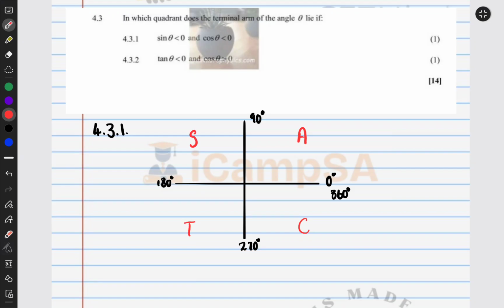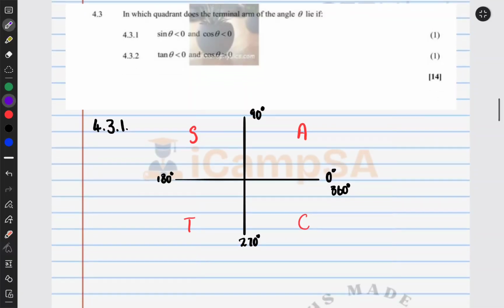And remember our CAST method, and remember what it means. In first quadrant, where we have A, it means all trigonometric ratios are positive. In second quadrant, it's only sine. In third quadrant, it's only tan, and in fourth quadrant, it's only cos that is positive. And then let's come here to our statement now.